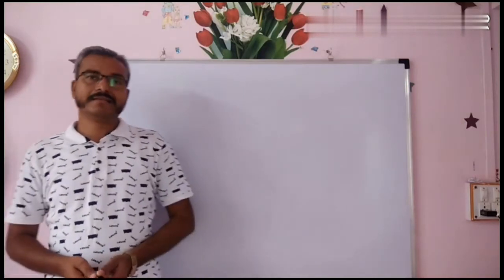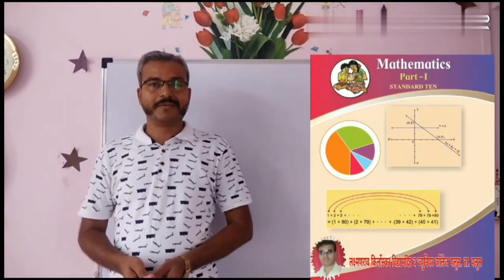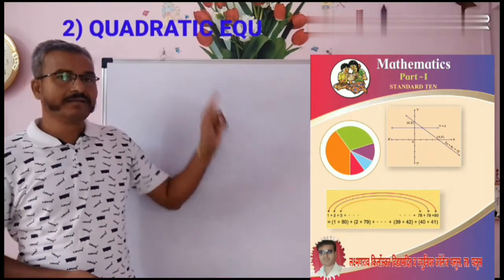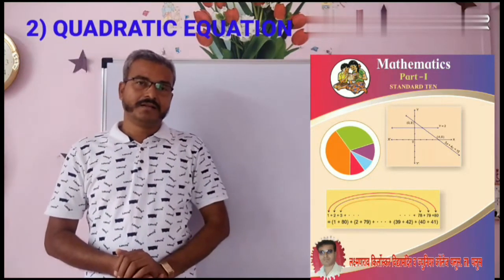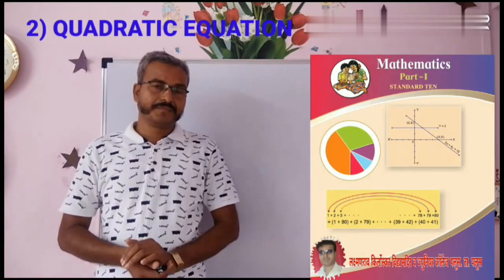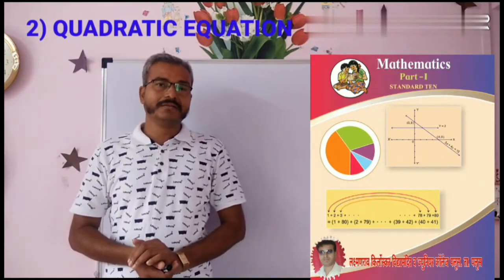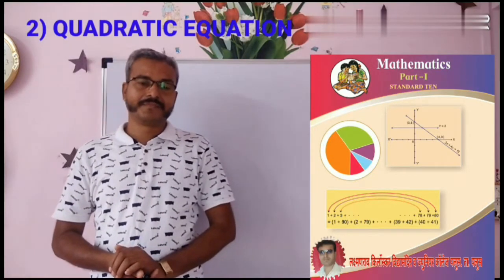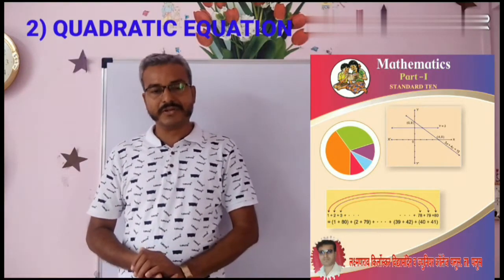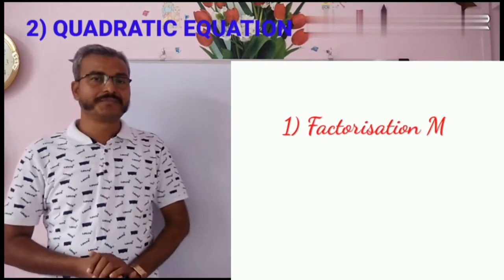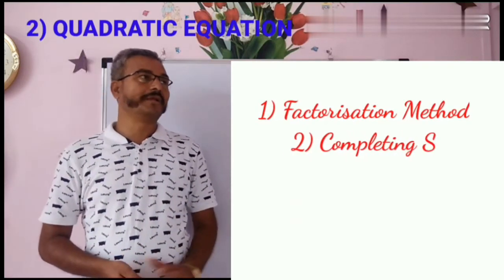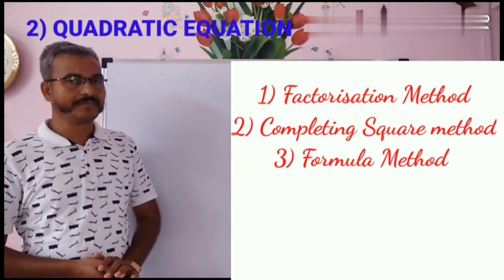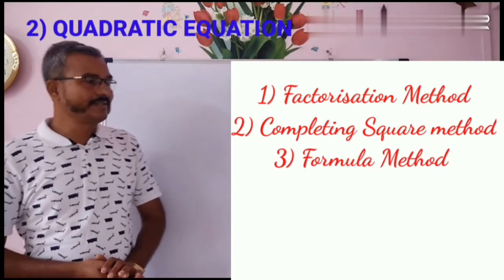Friends, in the 10th standard mathematics subject, the second chapter is Quadratic Equation. In this chapter, three methods are given for solving the quadratic equation. Out of these three methods, the first method is the factorization method, the second method is the completing the square method, and the third method is the formula method.